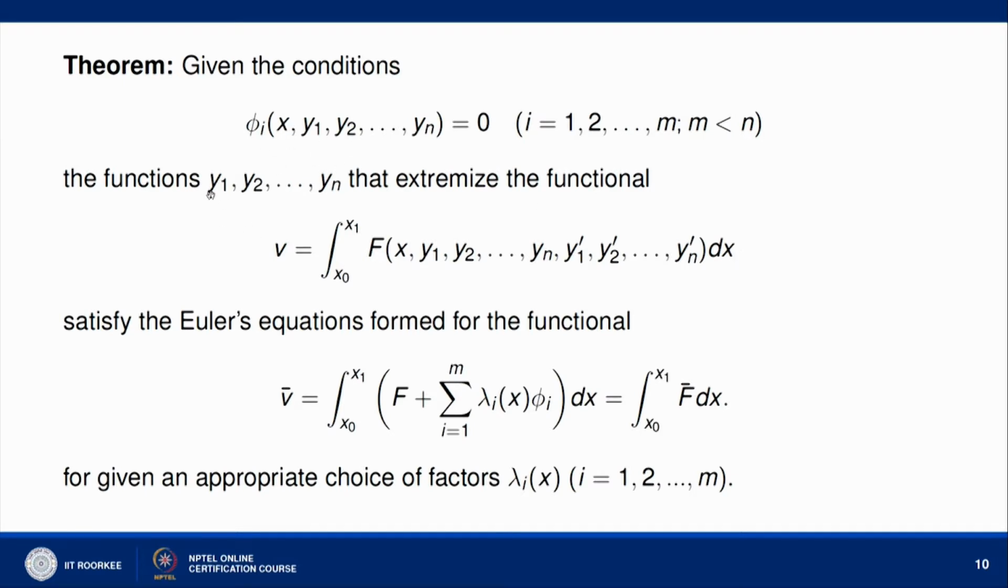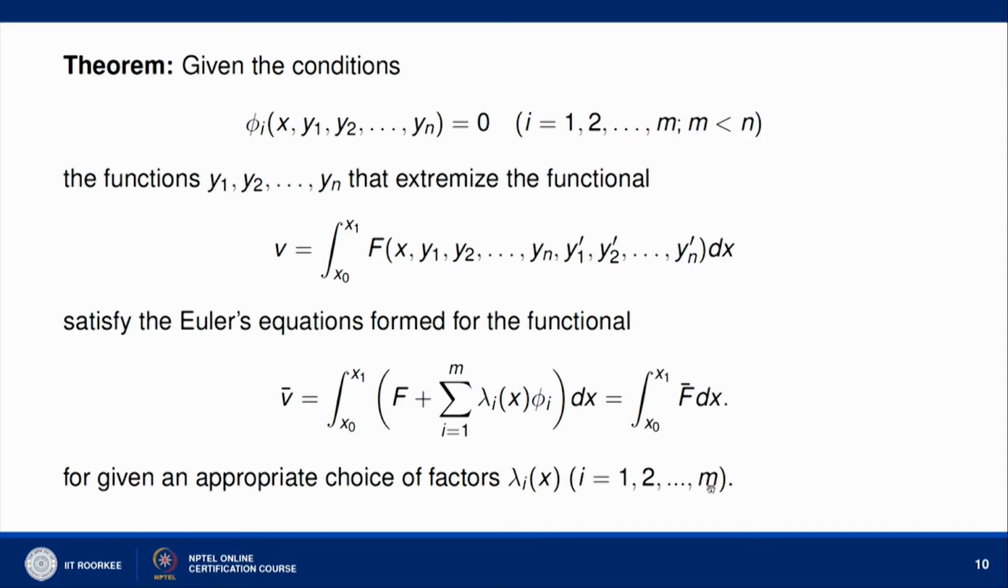Then these extremal functions y1 to yn satisfy Euler's equation formed for the function v bar. So v bar is defined as the integral from x naught to x f of f plus the sum over i equal to 1 to m of lambda i(x) phi i dx. We can denote this integrand as f bar, for an appropriate choice of factors lambda i(x), i from 1 to m.